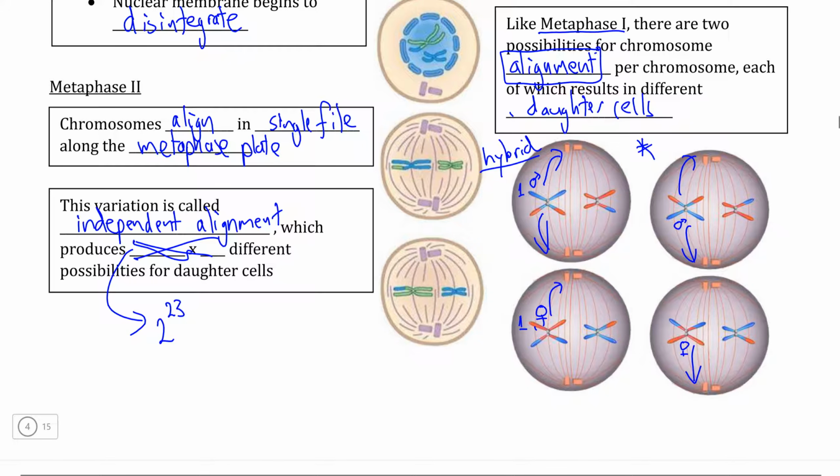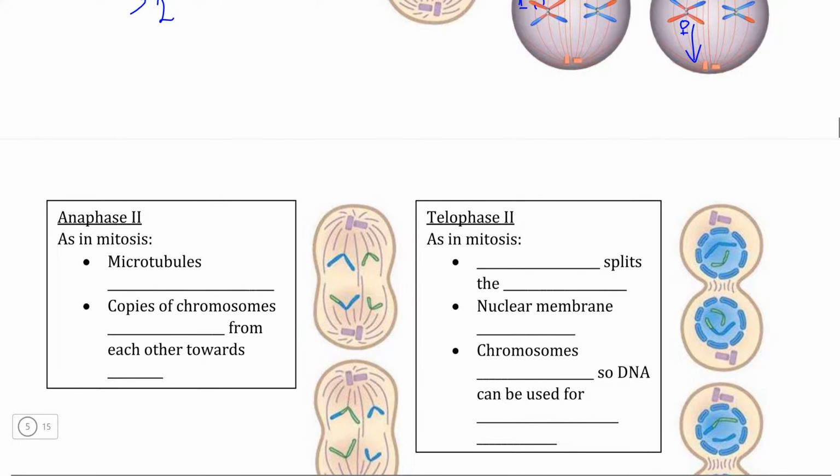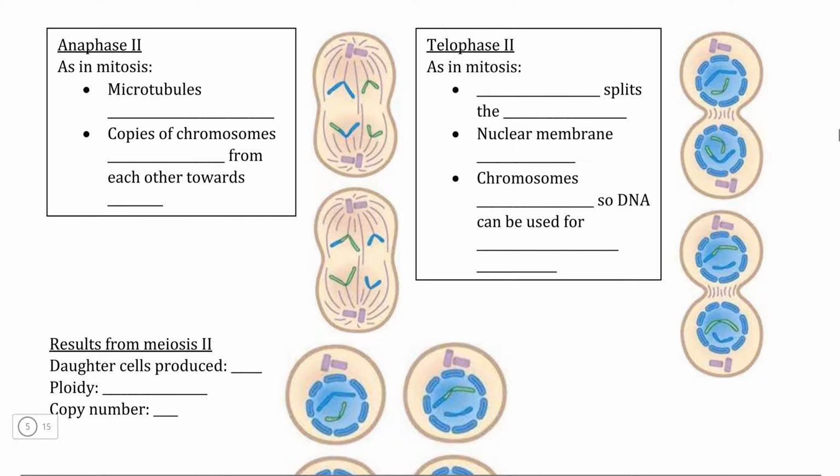So 2 times 2 to the 23rd is the number of possible daughter cells that we would get just due to independent alignment, because of the fact that we no longer have quote-unquote genetically pure chromosomes, and the two copies of each chromosome that distribute to either end of the cell are going to be different. From this point, the process of cell division is basically identical to mitosis.